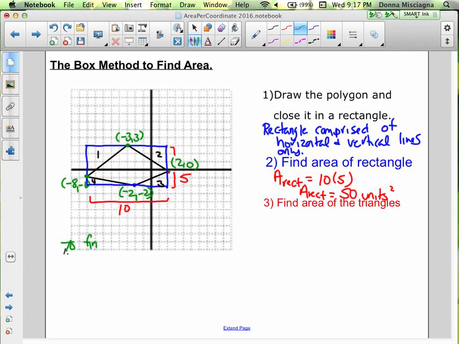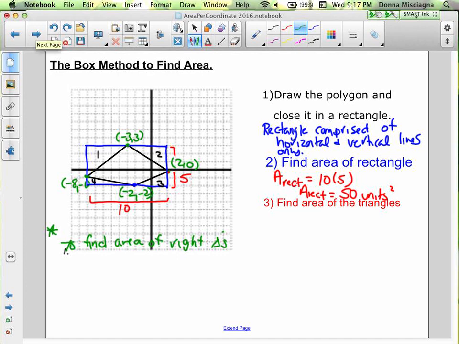You should write this down anyway. This was a good one, this should have really been in your notes. So to find the area of right triangles, super easy.